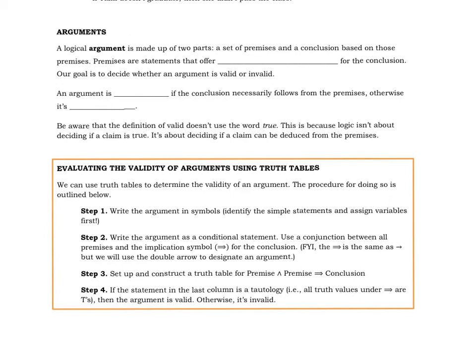Right, the next topic we're going to talk about is arguments. No, this is not a fight you get into with someone else, but a logical argument. Logical arguments have two parts. There's a set of premises, things that would have to happen before you could ever say this other thing was going to happen. And then there's a conclusion that is based on those premises. The premises are the statements that offer supporting evidence for the conclusion.